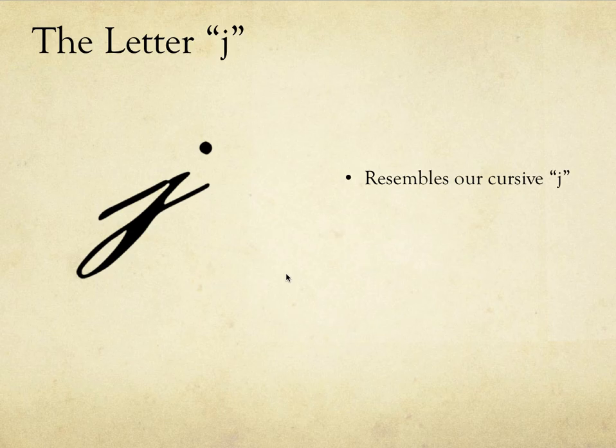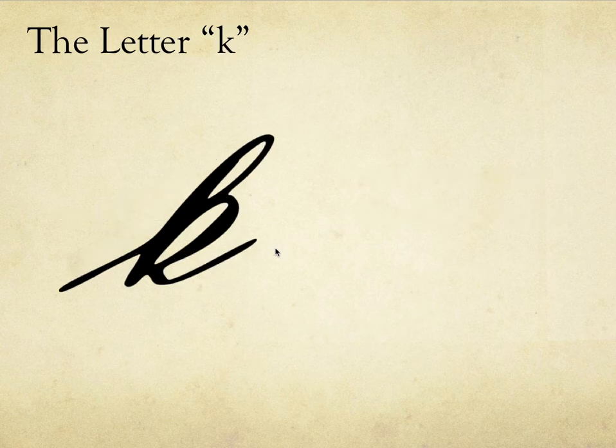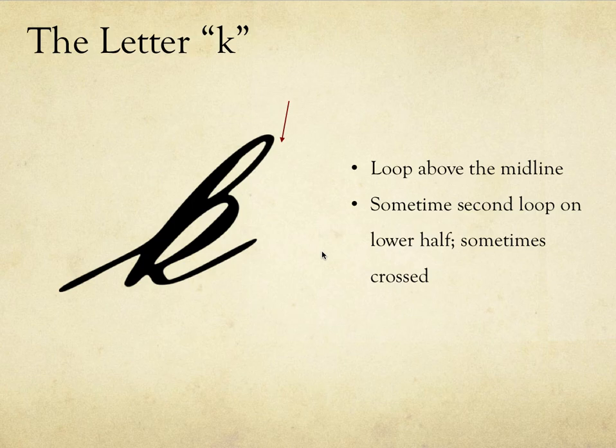The letter J resembles our cursive J, has a dot above the letter, and it goes below the baseline. Now the letter K is a bit complicated. It has a loop above the midline right here, and it sometimes has a second loop on the lower half. So K's usually look like this. They're not always very clear letters, but familiarize yourself with how this should look, and you should be able to decipher your K's.